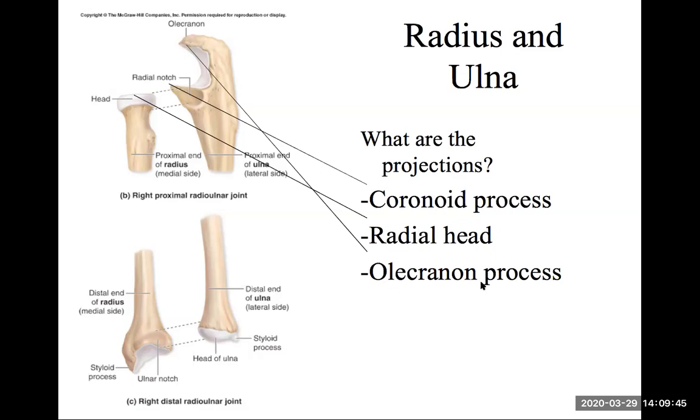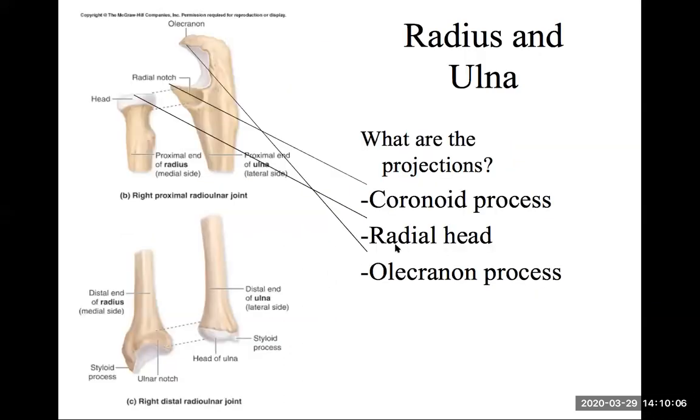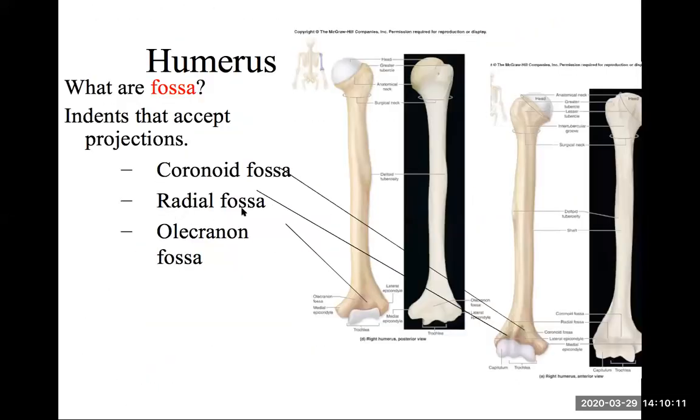Okay, so when you straighten your arm out, this process here, the very end of the ulna, is called the olecranon process. So it's going to fit into the olecranon fossa when you extend your elbow. When you flex your elbow, right, bringing your hand towards your shoulder, the coronoid process is going to tuck into the coronoid fossa. And the radial head is going to go ahead and tuck into the radial fossa.